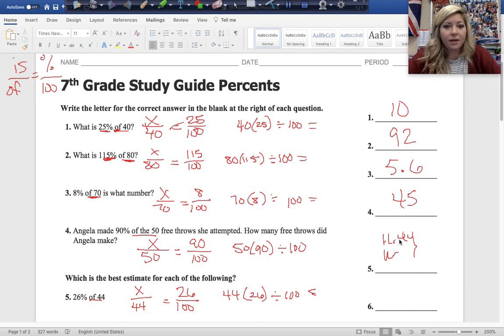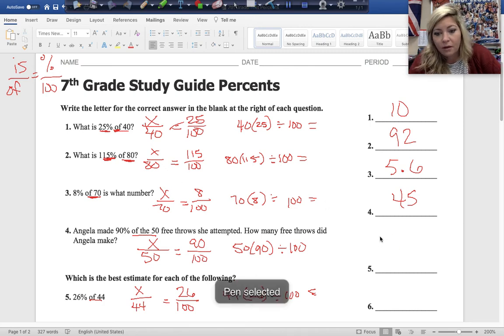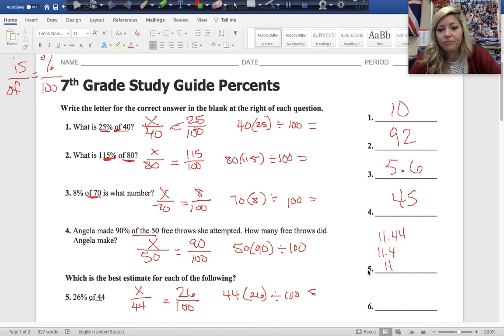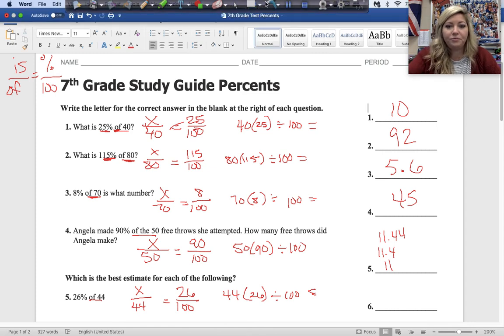I don't know why this pen is messing up. Hold on just a second. Let's try this again. 1144/100, 11.4, or just 11. All of those would be correct answers.